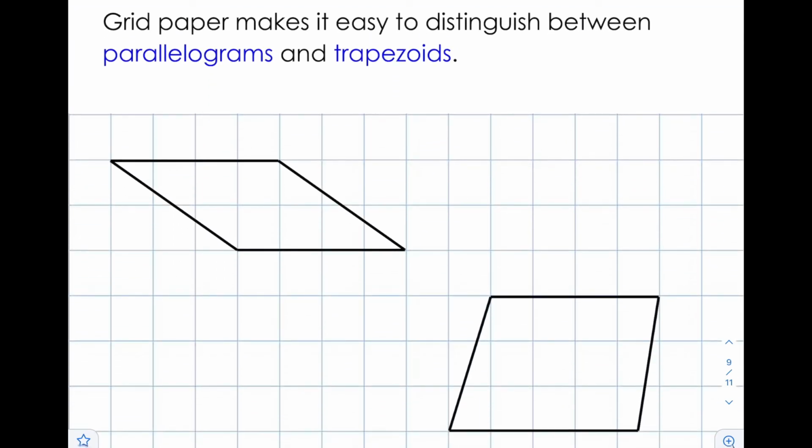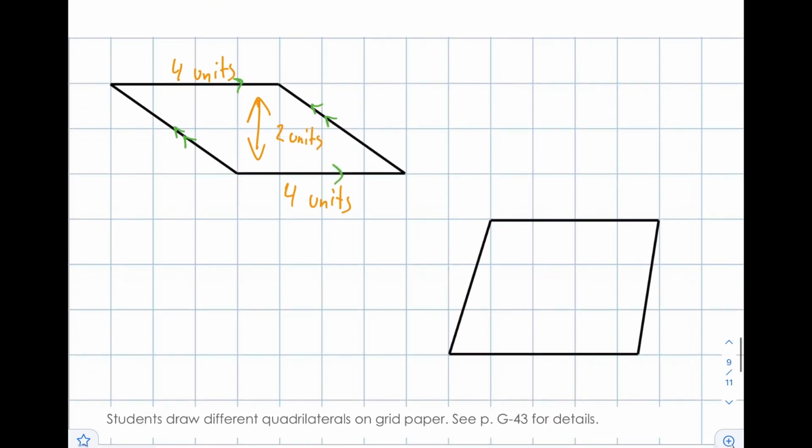Grid paper makes it very easy to distinguish between parallelograms and trapezoids. I could see that the bottom here, let me use a marker, these two are 2 units apart. I see that this side is 4 units long, and this side is 4 units long. And so that would make this have 2 pairs of parallel sides. Now here, I could see that we have 4 units in length at the top, but the bottom is 4.5 units long. And so these two sides are parallel, but these two sides are not.